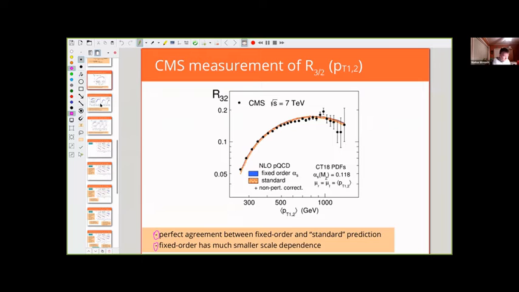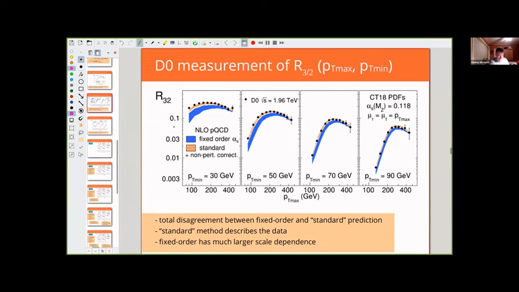Then D0 also measured R32, however, in a very different phase space. In D0, R32 was measured as a function of the leading jet PT, and it was explicitly measured for different requirements of the PT min cut, which is essentially the cut on the third jet in the three jet cross section. And here we see something totally different.